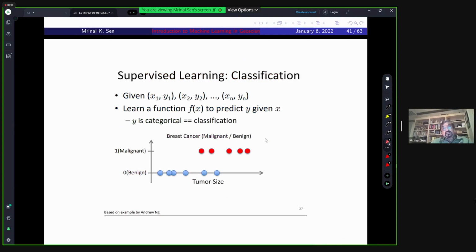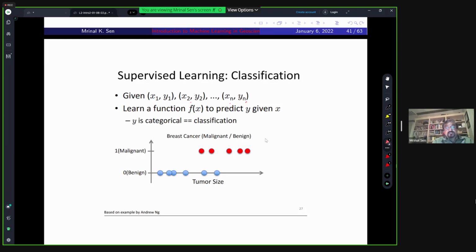All right, so now we look at another way of classifying machine learning algorithms. Classification. So let's say that we have data sets x1, y1, x2, y2, up to xn, yn. Here, this is a data set for medical diagnosis. We have plotted the tumor size, and based on that, we can decide whether the tumor is benign or malignant.